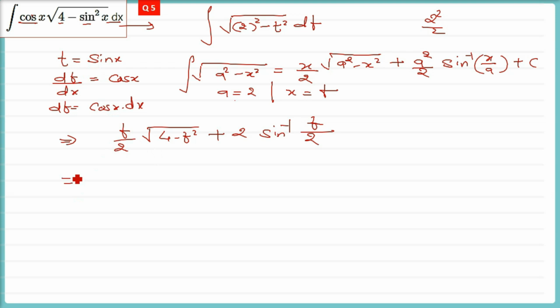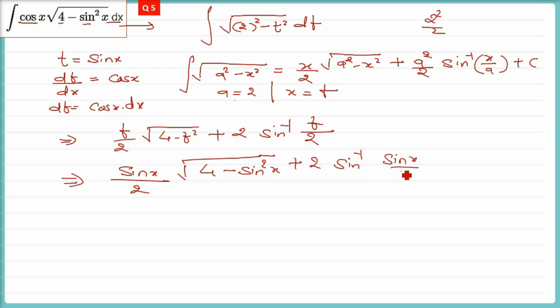And then we have t equals sine x. So replace wherever you get t as sine x. So this will be sine x divided by 2 under root of 4 minus, what is t? Sine x originally, 4 minus sine square x, plus 2 sine inverse t by 2. What is t? Again sine x. Sine x divided by 2. Just add a constant of integration.